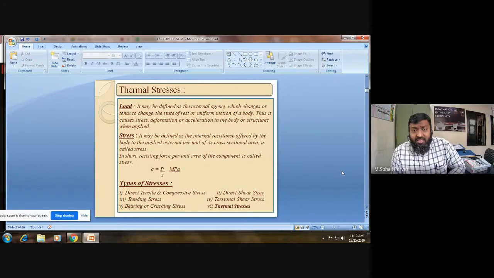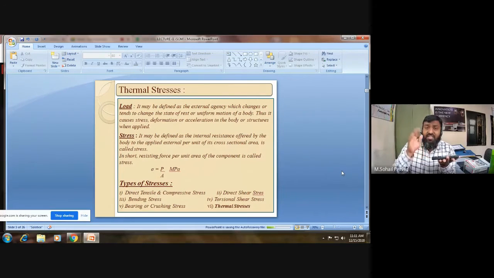Again, I am repeating, it may be defined as the external agency. The load is defined as the external agency which changes or tends to change the state of rest or uniform motion of a body, and it causes deformation. When it says it changes, it means that if I apply a load with this little finger, say for example, and it is not moving, though some external force is being applied, it is not necessary that the body has to move every time force is applied, because it depends on the magnitude of the applied force as well as the inertia of the body. So the amount of force changes.